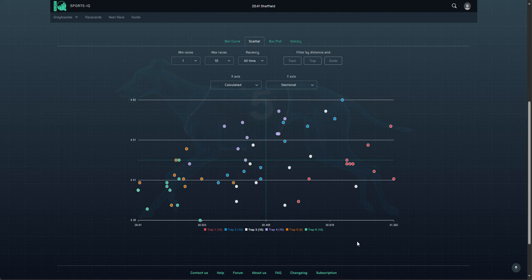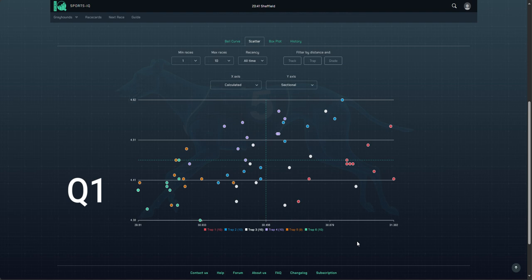As you can see on the graph, we have a cross section along the middle with vertical and horizontal lines. This splits the graph into 4 quadrants. And these quadrants are very important in helping us pick winning dogs and losing dogs. So let's start with the bottom left quadrant. Dogs that are placed in the bottom left quadrant are usually the fastest dogs.